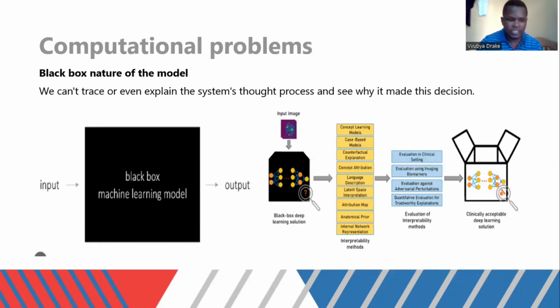All deep neural network models are black box models. That is, they can't explain why they do what they do. They just produce the results, and we can't really know which features they use to bring out different predictions. So we can't trace or even explain the system.